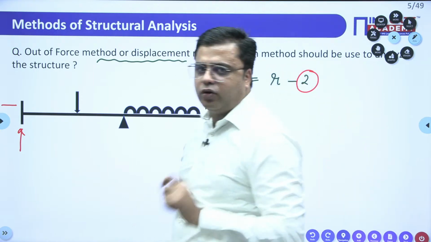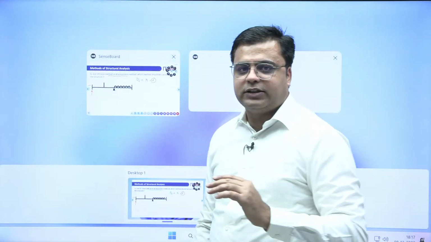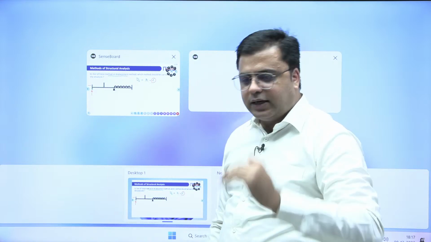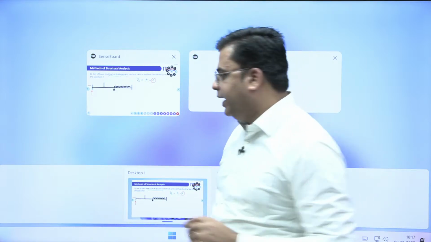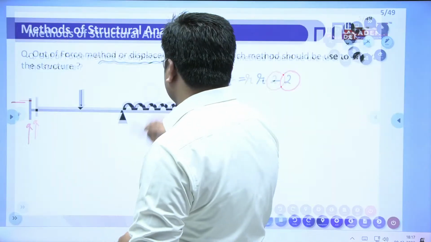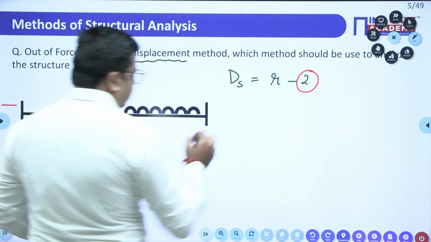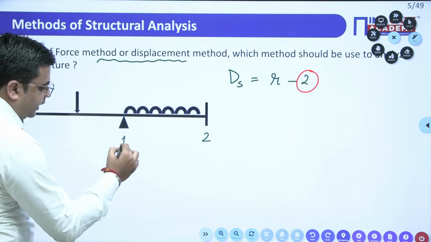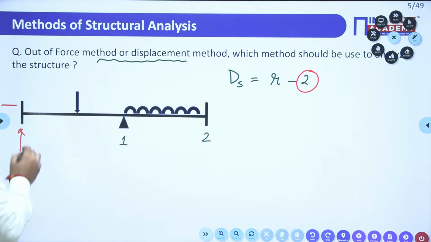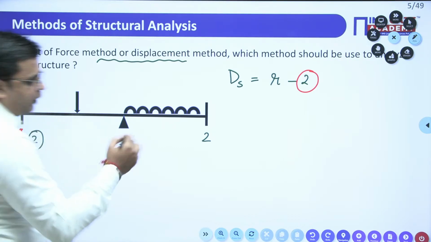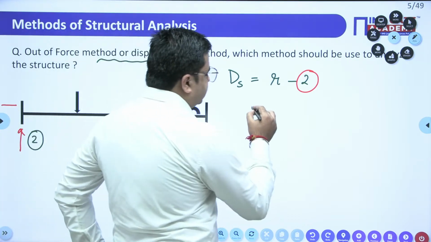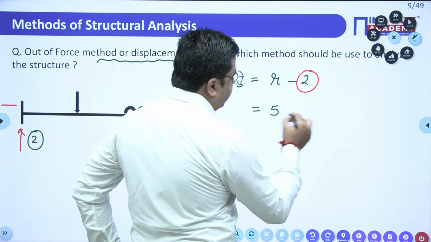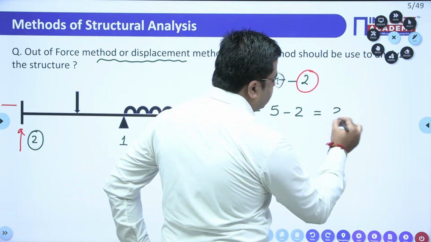We are not going to consider any horizontal reaction. We will only consider the vertical reaction and the moment, right? So for this support, we have 2 reactions. For this support, we have 1 vertical reaction, and again for this support, we have 2 reactions, right? So the total is 5 unknown reactions. So the degree of static indeterminacy is 5 minus 2, which comes out to be 3, right?